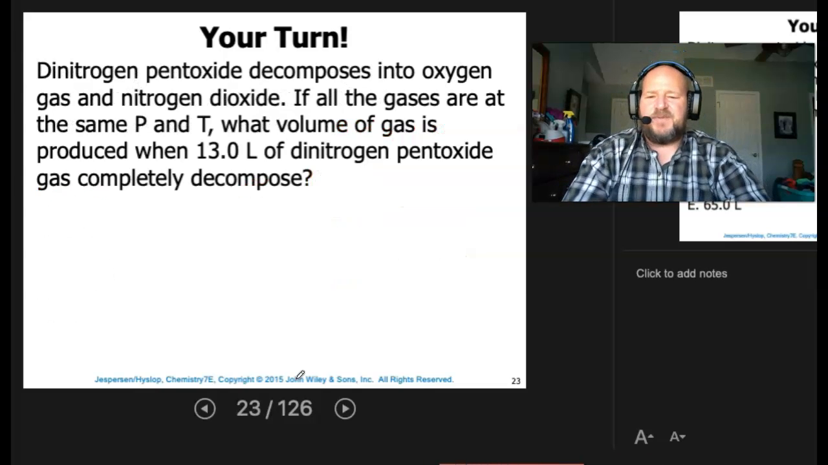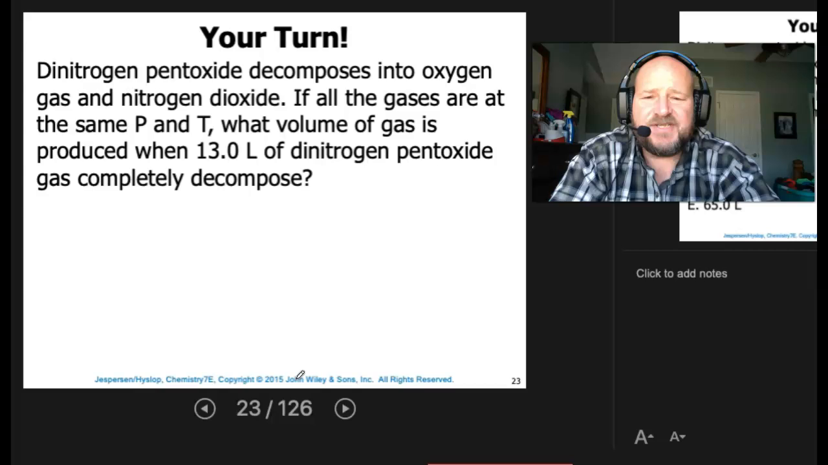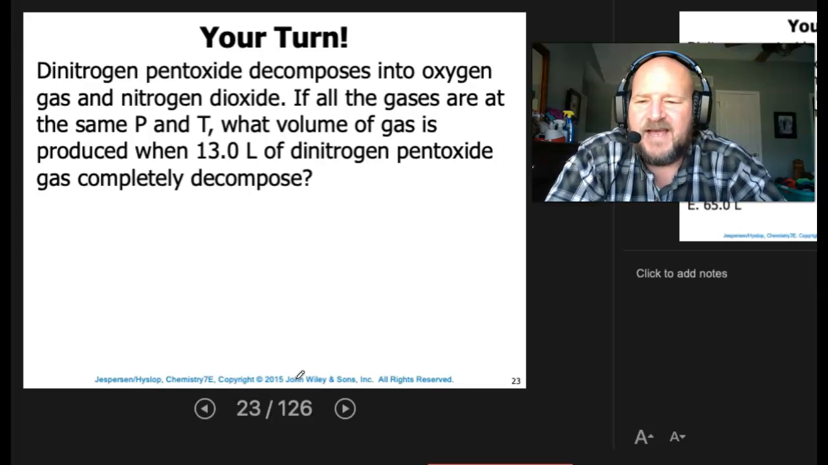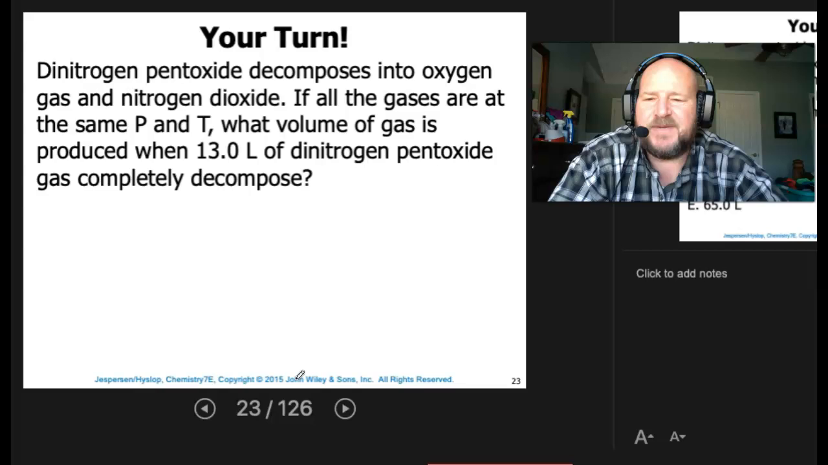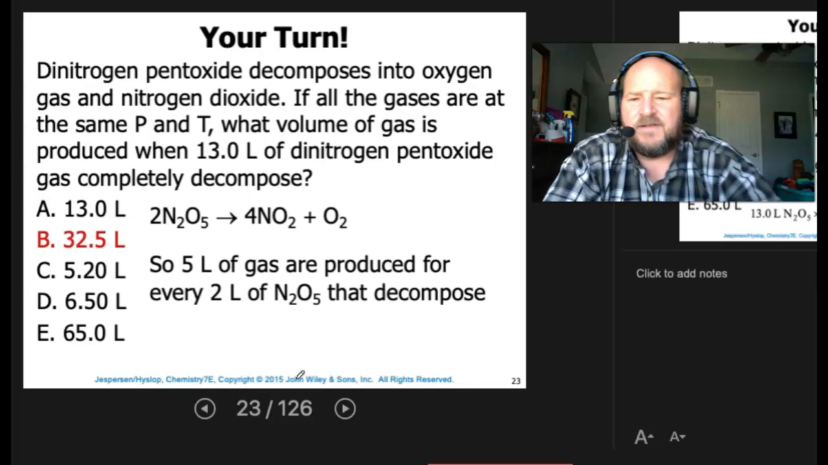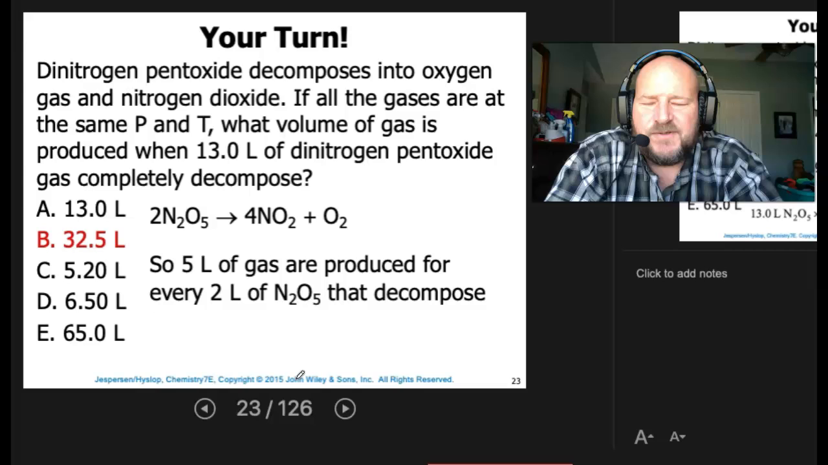All right, so dinitrogen pentoxide decomposes into oxygen gas and nitrogen dioxide. If all the gases are at the same pressure and temperature, what volume of gas is produced when 13 liters of dinitrogen pentoxide was completely decomposed? So again, the first thing you need is the chemical reaction. So you have 2N2O5 goes to 4NO2 plus O2. So 5 liters of gas are produced for every 2 liters of N2O5 that decompose.